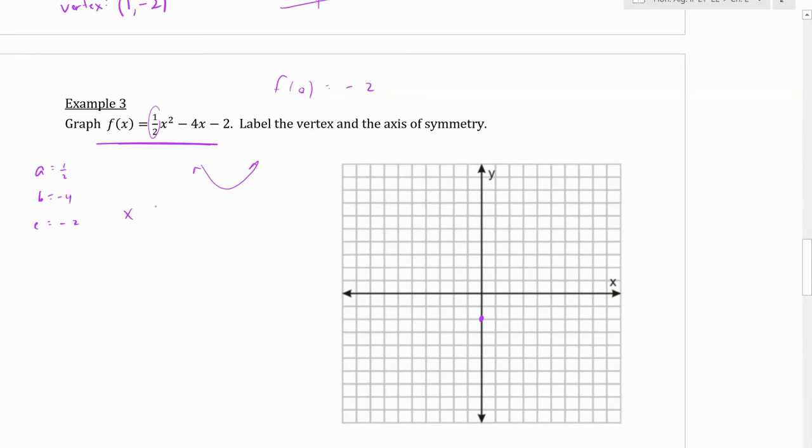And then x is the opposite of b, opposite of -4, over twice that a. Half of 2 is 1. So x is 4. 1, 2, 3, 4. There's my axis of symmetry. On the axis of symmetry lies the vertex. So let's see what happens when I plug x is 4 in.